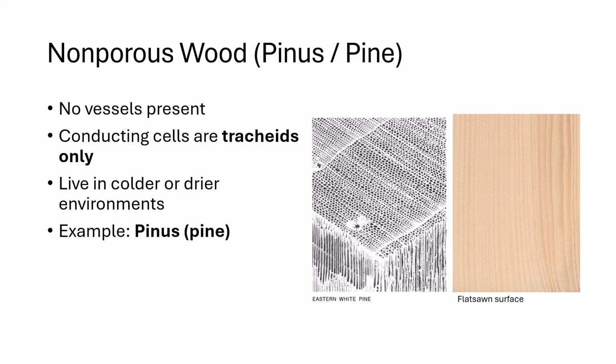In non-porous wood like pine, there are no vessels at all. Instead, all water transport happens through tracheids, which are narrower and more uniform than vessels. This makes water movement a bit less efficient than in vessel-bearing woods, but it's also safer and more resistant to freezing and air blockages. This system is typical of conifers like pines, spruces, and firs, which often grow in colder or drier environments. Using tracheids only is a more conservative and reliable strategy for moving water under stressful conditions.